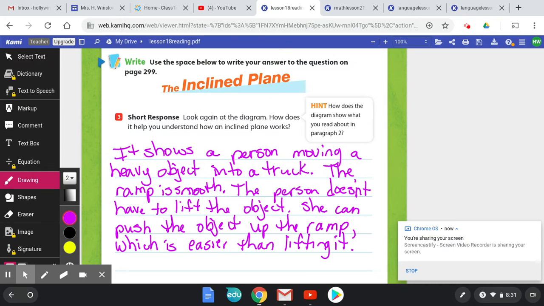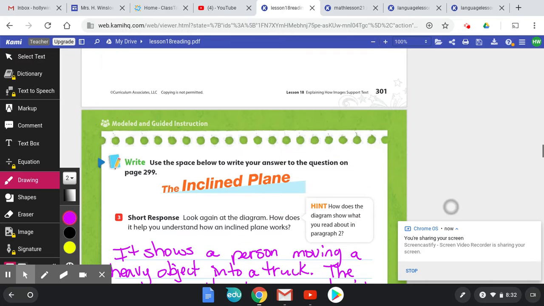Good morning, guys. Yesterday we read the article about the inclined plane, and then we had to finish writing our short response about looking at the diagram and how does the diagram help you understand the text.